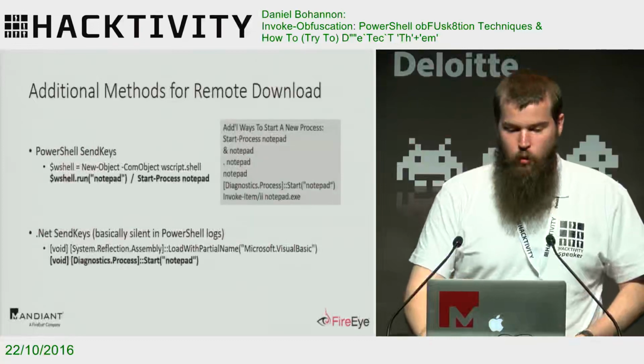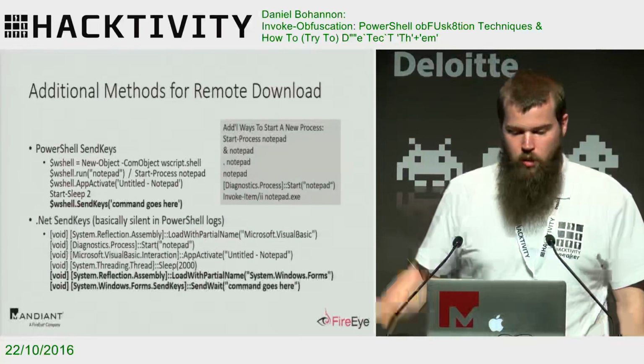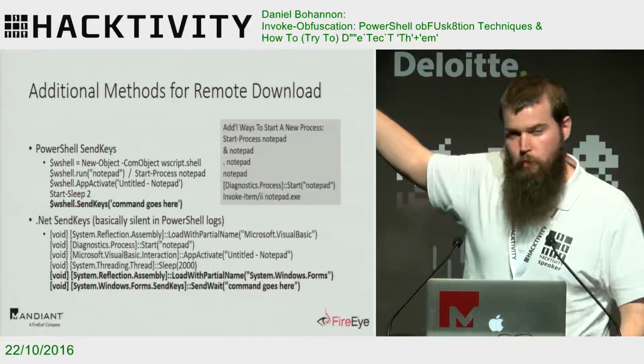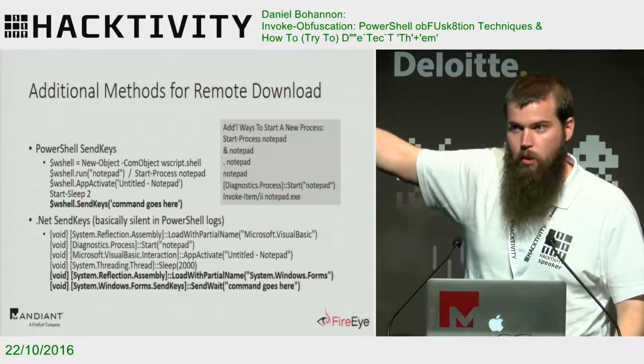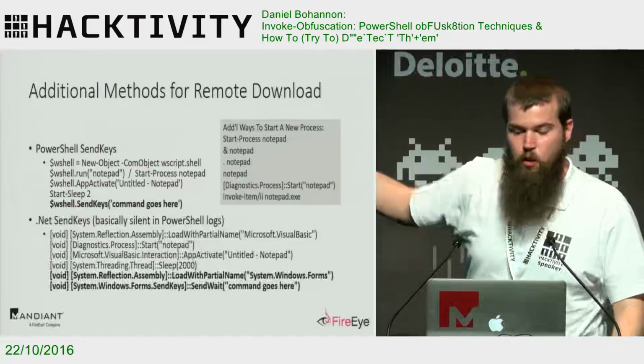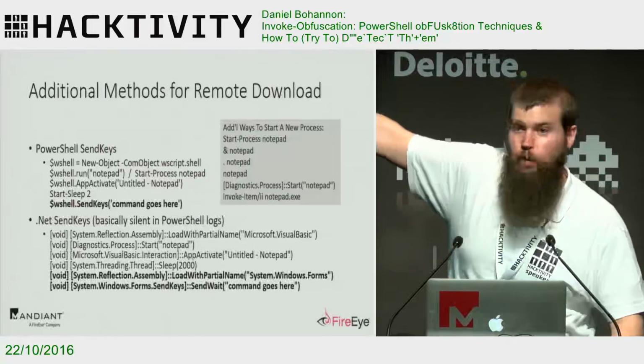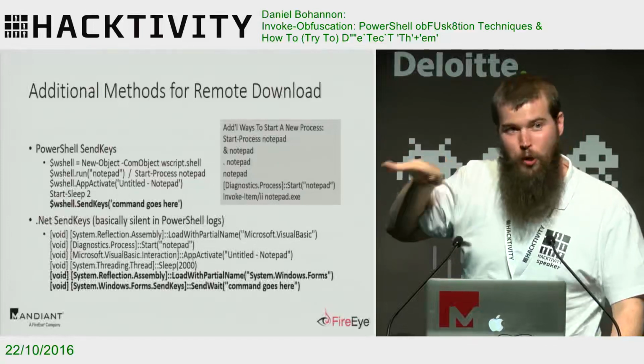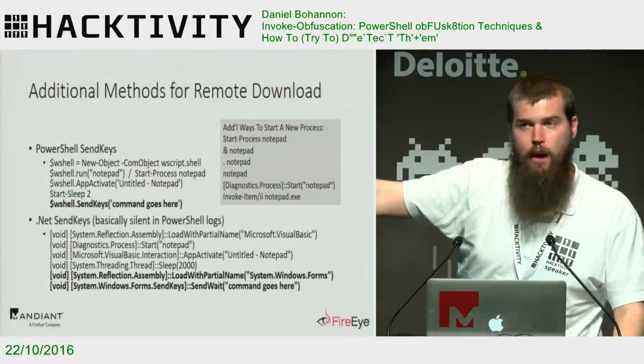Now, in this example, we use SendKeys. These both do the same thing. The top is using PowerShell syntax to do this. The bottom is using .NET. And if you can manage to get those void strings in front of a .NET call, you're going to be golden, silent when it comes to PowerShell logs.